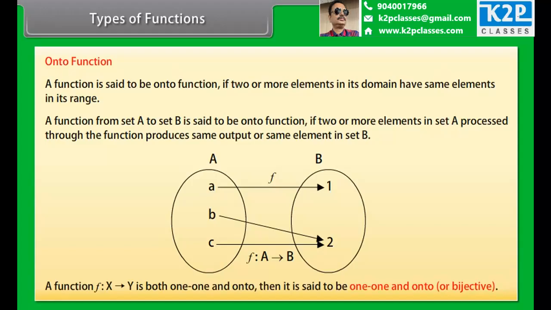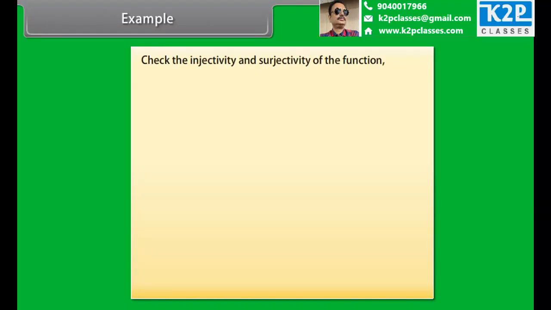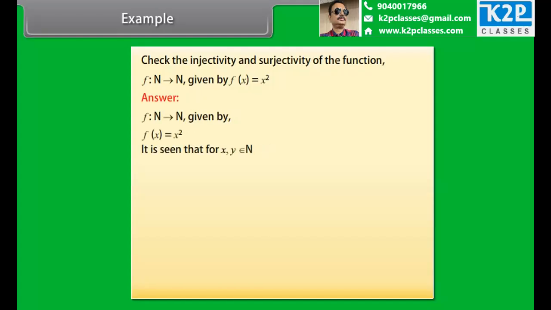A function f from X to Y that is both 1-1 and onto is said to be 1-1 and onto or bijective. Example. Check the injectivity and surjectivity of the function f from N to N given by f of x is equal to x square. Answer. It is seen that for x, y belongs to N, f of x is equal to f of y, which implies that x square is equal to y square, which implies that x is equal to y.